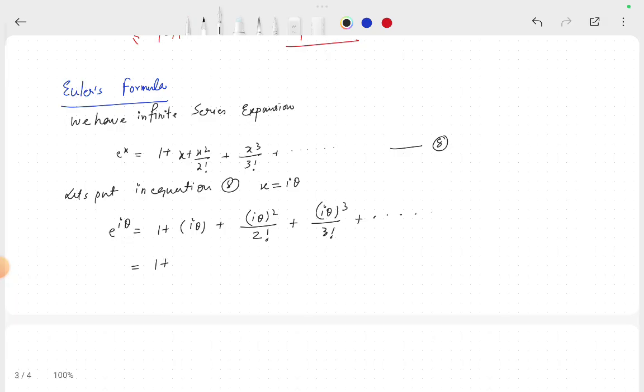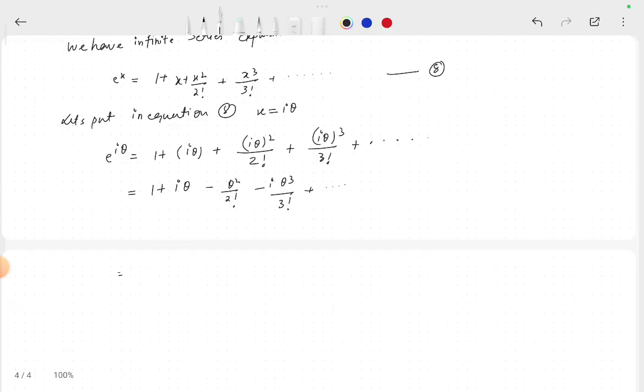So that is equals to 1 plus i theta, and we already know i square equals to minus 1, so that is theta square by 2 factorial, and i cube is equals to again minus i. So minus i theta cube by 3 factorial plus and so on.